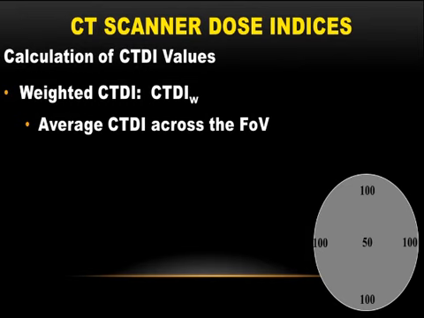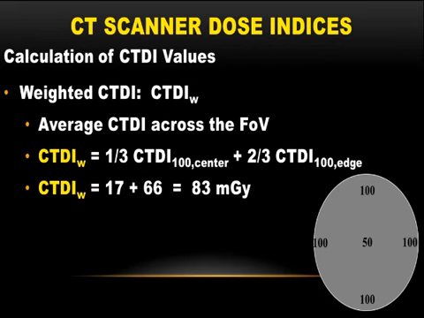So basically, what is CTDIW? Well, it's a weighted CTDI, and the idea behind it is we're trying to measure an average dose for the radial dose distribution shown here in the phantom. As we move out from the center, my dose is going to increase radially. And so the weighting factor is simply defined as we take a third of the central dose and we add 2/3 of the surface dose, and if we do the math here, we get 83 milligray, assuming, again, that we have the numbers that I'm showing.